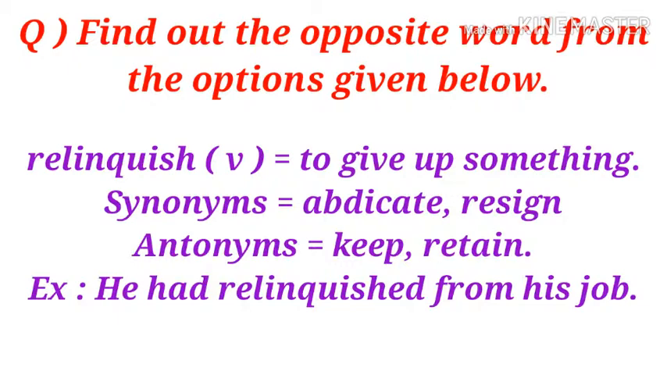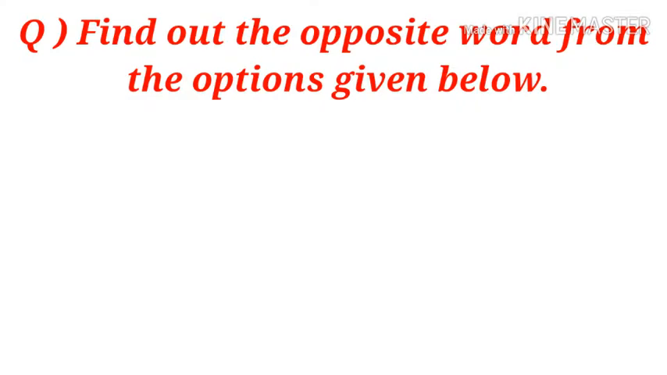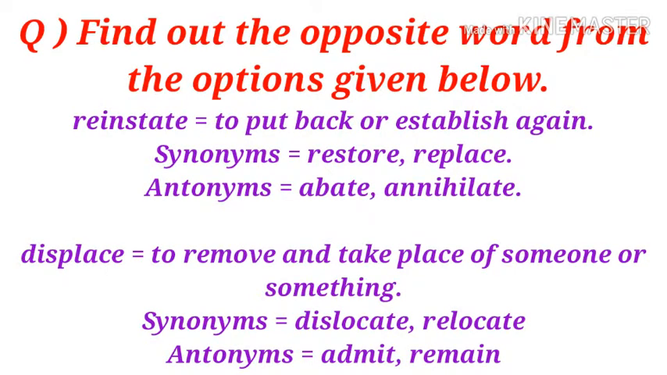Let us see the options. Its options are like this. Reinstate. Reinstate means to put back or establish again. That means to get back something again. You have left something, but once again you have earned it, once again you have got it back and established it. So it is known as reinstate. Its synonyms are restore, replace, etc. And its antonyms are abate, annihilate.